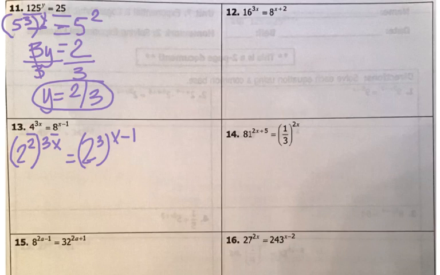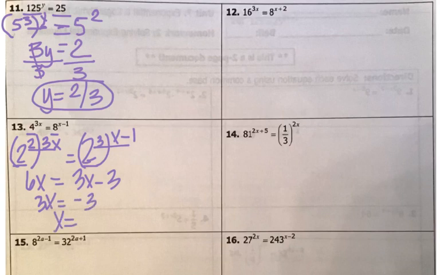So from there, we just have to use that product property, and we would get 6x equals 3x minus 3. Because remember, once you have actually gotten the same bases, we're just focusing on our exponents. The bases go away. Then from there, we just combine like terms and solve. So we would get 3x equals negative 3 and x equals 1.